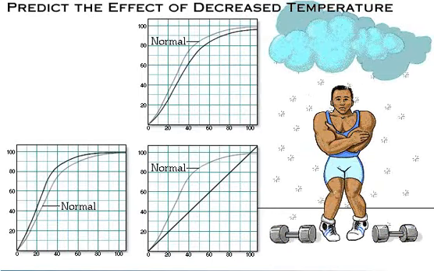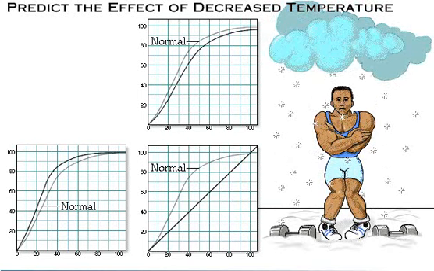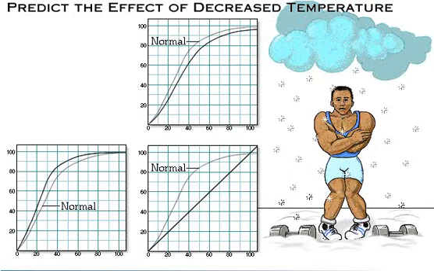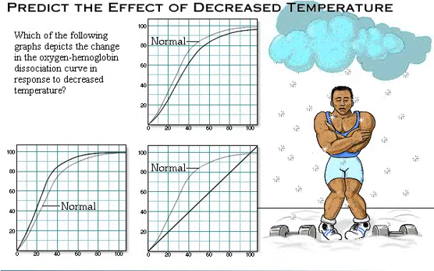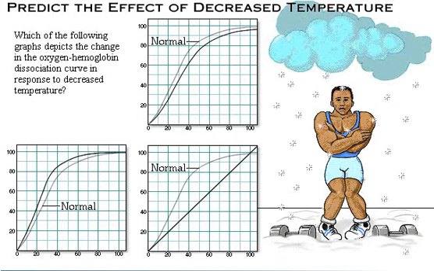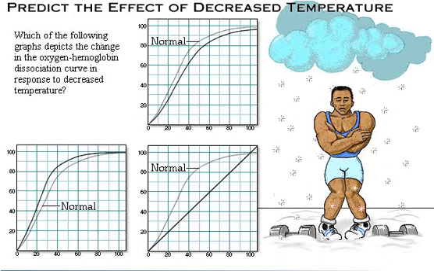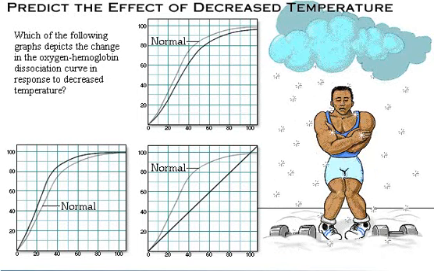If body tissues are chilled, their hemoglobin saturation changes. Which of the following graphs depicts the change in the oxygen-hemoglobin dissociation curve in response to decreased temperature? For reference, the normal curve is given in gray. Click the correct graph.